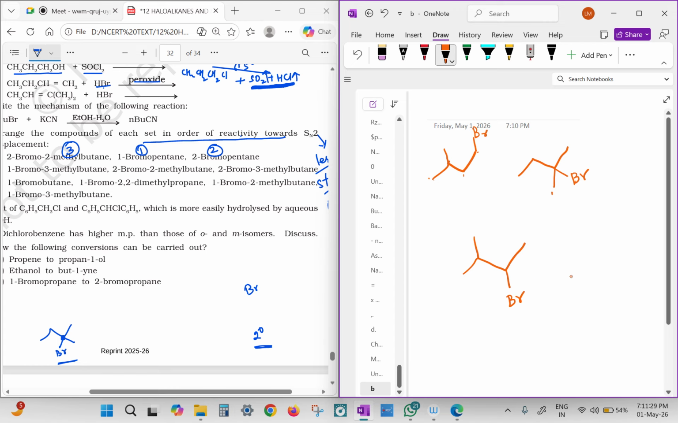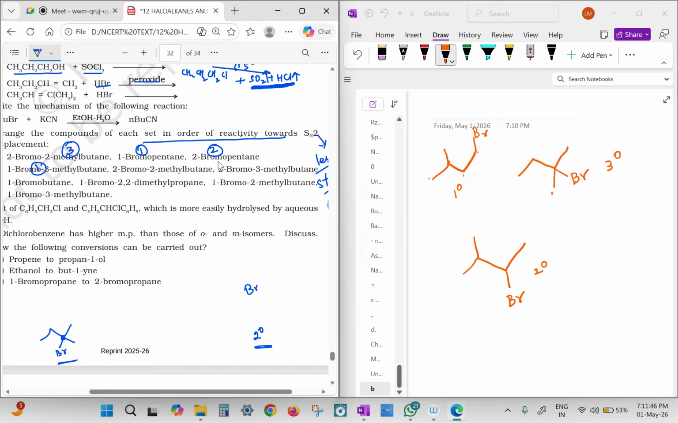So now tell me, which is sterically most free? This is primary, isn't it, children? The first one. Yes, ma'am. This is secondary and this is tertiary. So in that order it will happen. Number 1, then comes, this is the second one to react and this will become the third one.